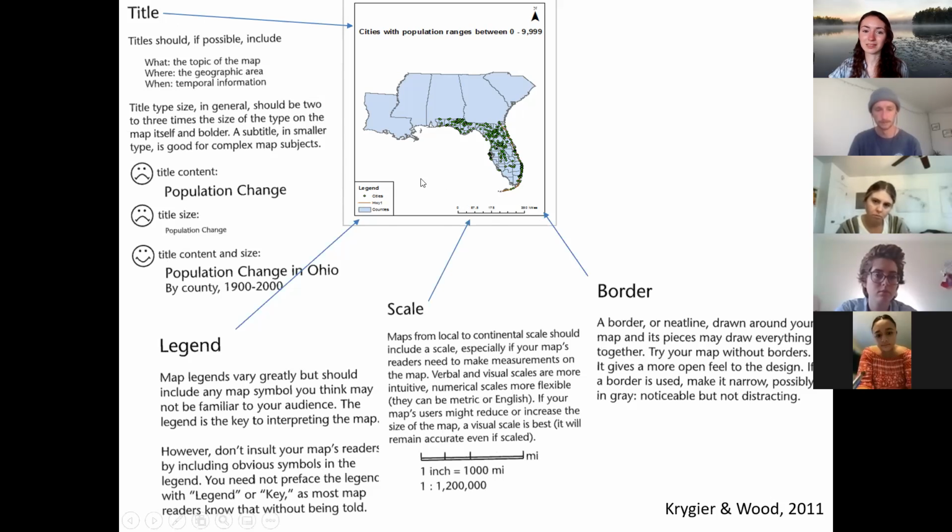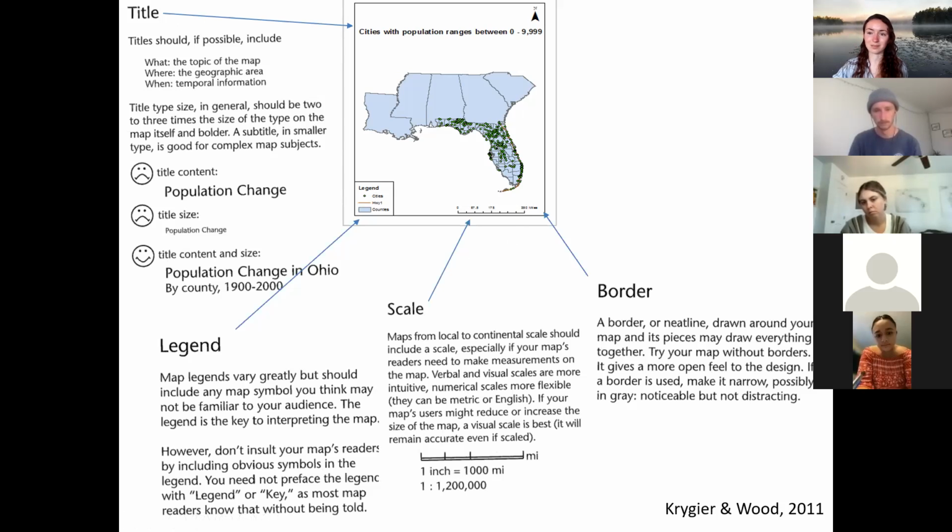Another really important component is your scale. There's a whole bunch of different kinds. You can have a visual scale, which is what's on this map, showing physically the distance and what it's associated with in real distance. And then you can also have a verbal scale, which is like 1 inch equals 1,000 miles. So 1 inch on the map would be equivalent to 1,000 miles in the real thing.